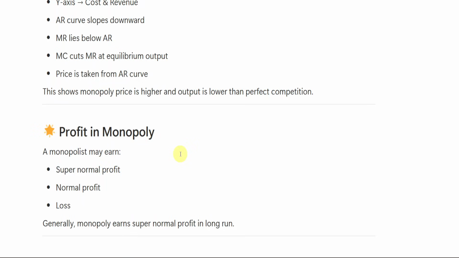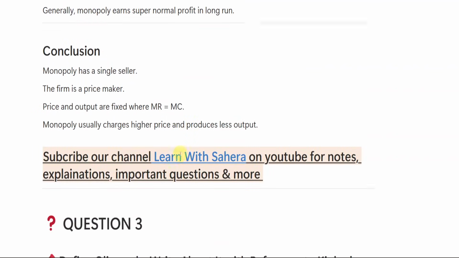Monopoly has one seller, no close substitutes, and strong control. This is a price maker, and the firm fixes output where MR equals MC.